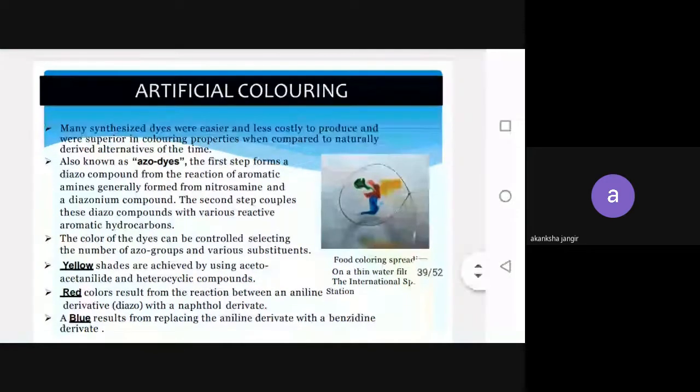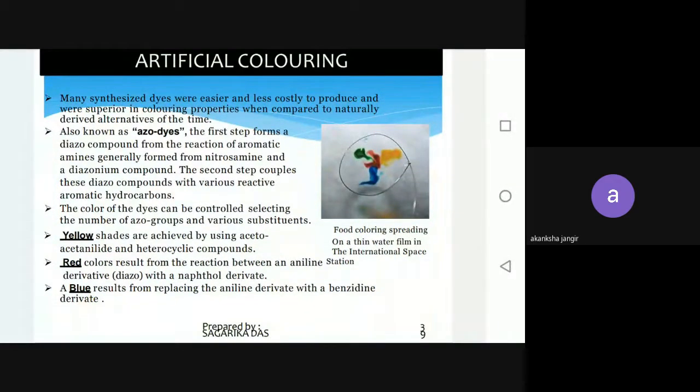Artificial coloring compounds are sometimes known as the azo dyes. The color of these dyes can be controlled by selecting the number of azo groups and their various substituents. You see how yellow shades are obtained: they're achieved by using acetanilide and heterocyclic compounds. The red colors can be achieved by the reaction between an aniline derivative, that is the diazo group, with a naphthol derivative. And the blue shade can be achieved by replacing the aniline derivative with a benzidine derivative.